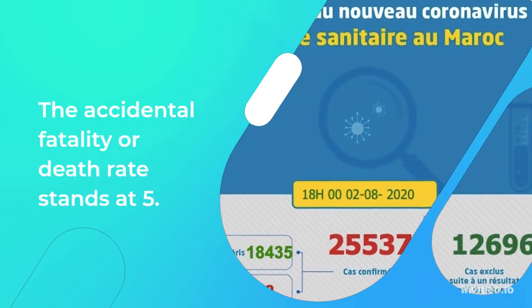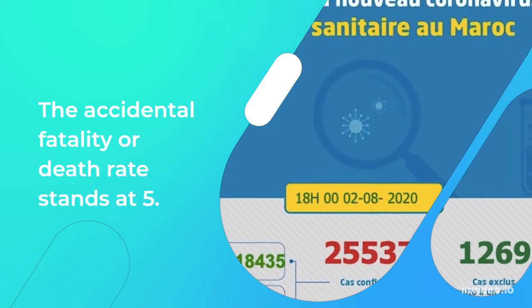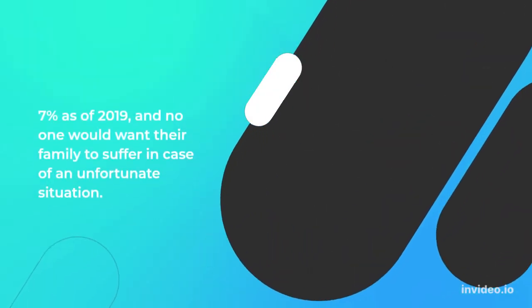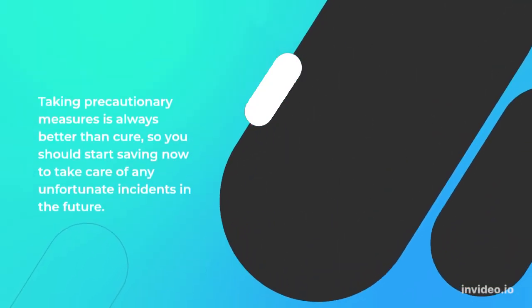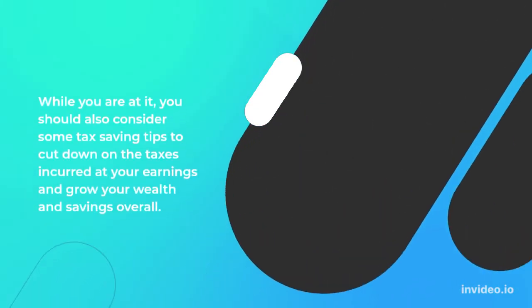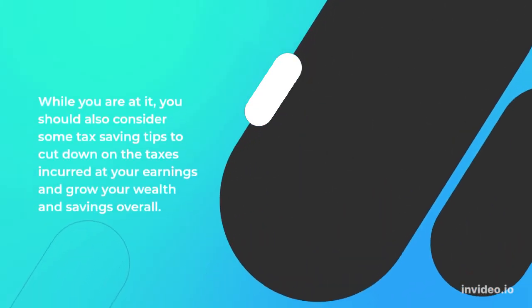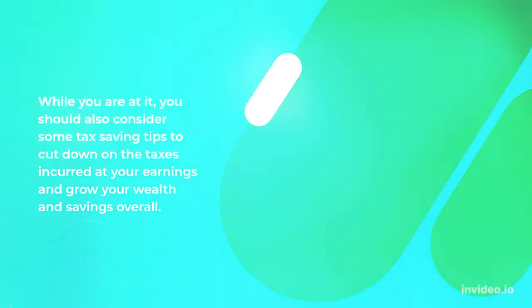The accidental fatality or death rate stands at 5.7% as of 2019, and no one would want their family to suffer in case of an unfortunate situation. Taking precautionary measures is always better than cure, so you should start saving now to take care of any unfortunate incidents in the future. While you are at it, you should also consider some tax-saving tips to cut down on the taxes incurred on your earnings and grow your wealth and savings overall.